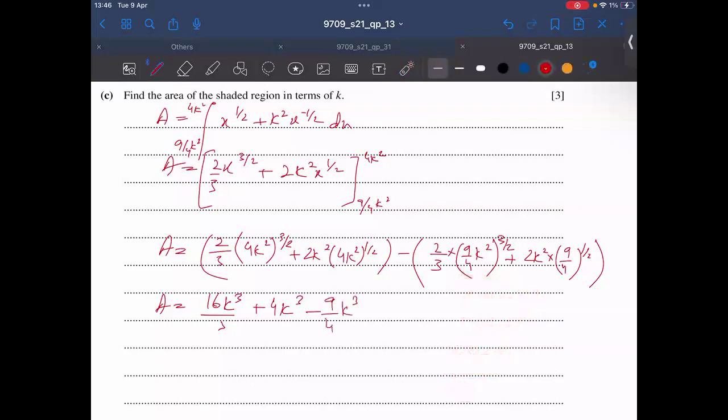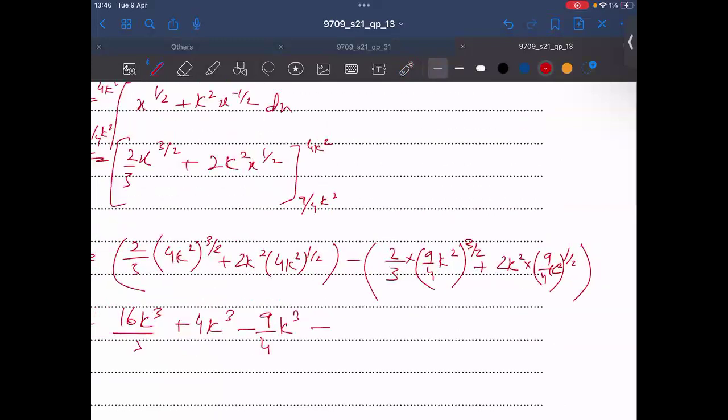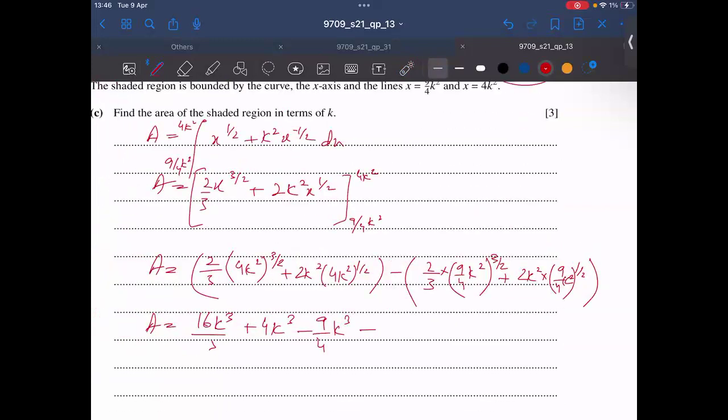And it's going to be minus how much is going to be this 9 over 4 k square, so it's going to be 3k over 2, 2 and 2 is going to get cancelled, and it's going to be 3k cube. All right, Iman, it's going to be 3k cube.